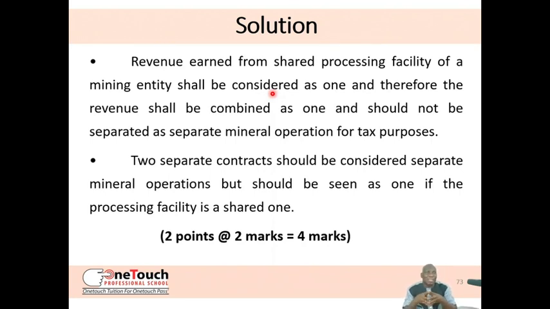But that is not the case here because they were sharing the same processing facility for the two separate contracts. Therefore, the revenue must be combined, and the two separate contracts should be seen as what? The same separate mineral operation. This is what we were learning in the earlier lecture.